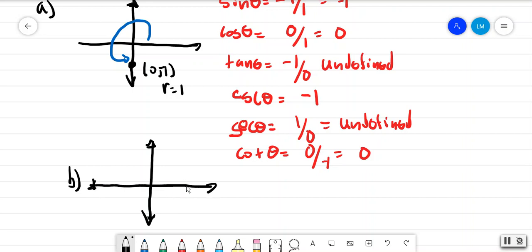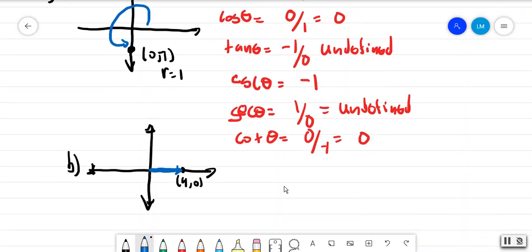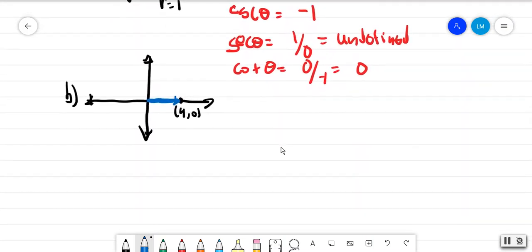Okay, so (4, 0) actually looks something like this, where you have (4, 0). We know that the terminal side coincides with the initial side, but in either case, finding r is going to be a bit different. It's going to be that r is the square root of 4 squared plus 0, but that's just going to give you 4.